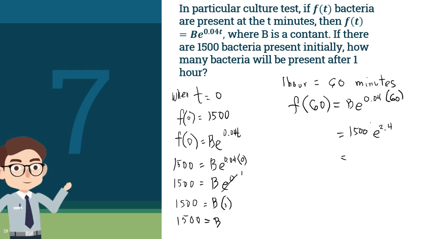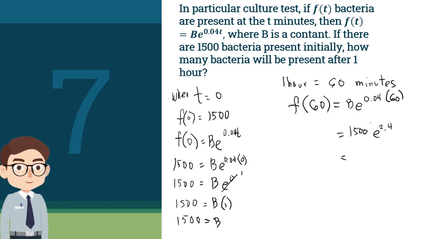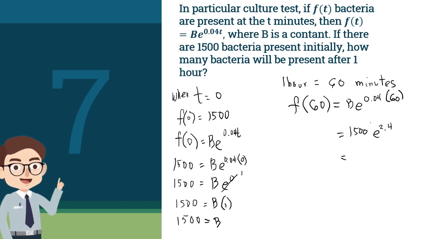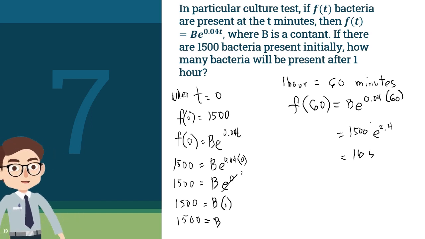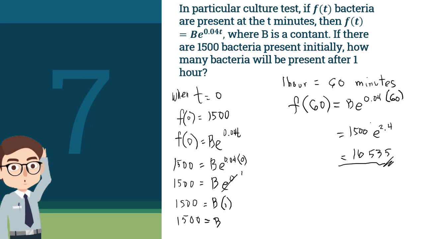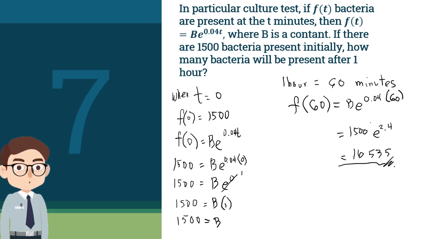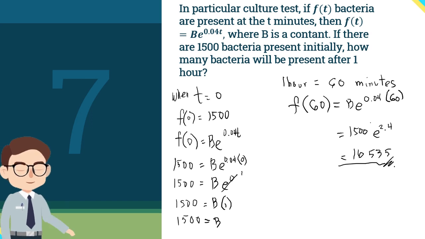Using your calculator, we can simplify 1,500 e raised to 2.4, and that is 16,535. Therefore, there are 16,535 bacteria present in the culture test after 1 hour.